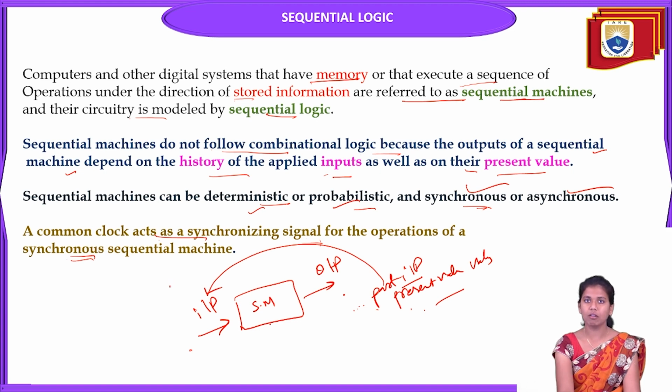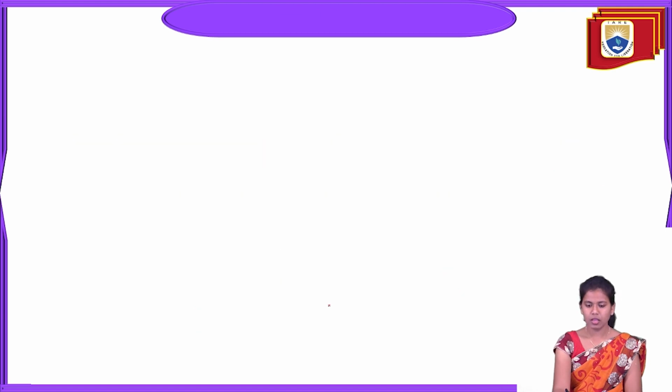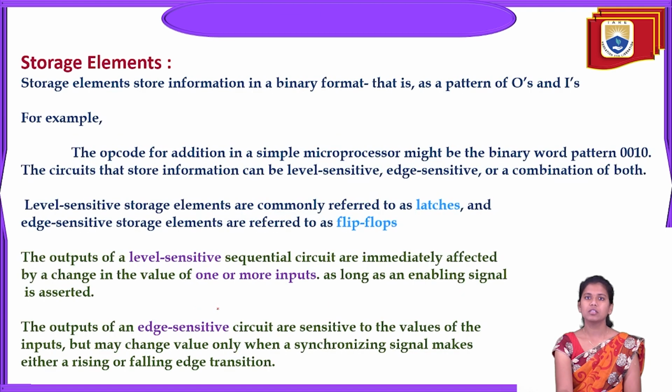Whereas the common clock signal is used for synchronizing purposes. This common clock signal can be used in order to operate synchronous sequential machines. And then we'll see the storage element.